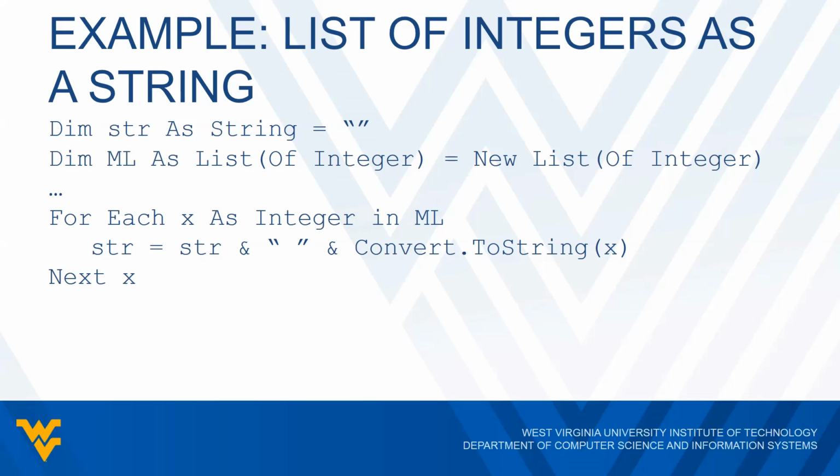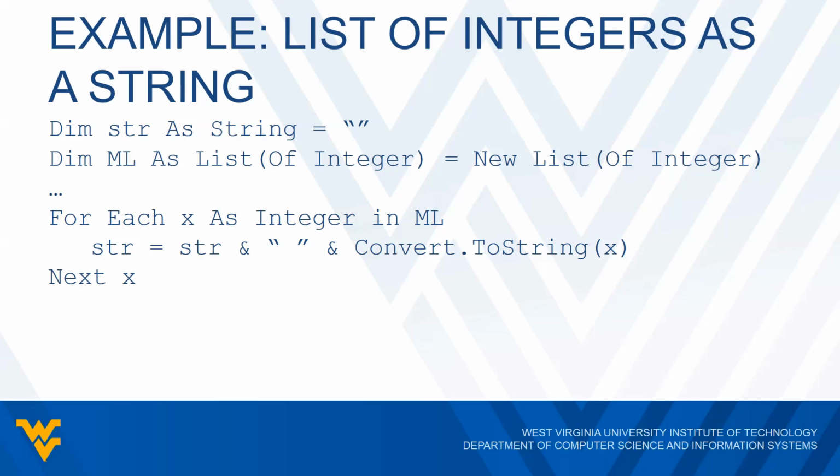What we're going to do here is we have a string str, which is initially empty, and then we have a list of integers, which is called ml. What we're going to do here is take all of the items in our list, convert them to a string, and then concatenate them together as one giant string. So we're going to have a string that contains the entire list of integers. The main part is looking at the for each loop.